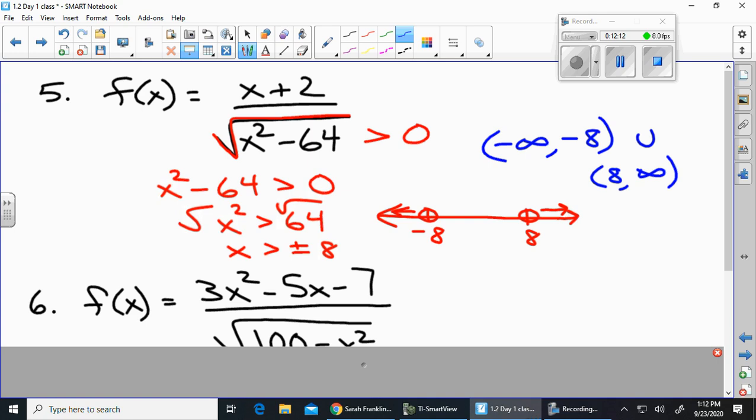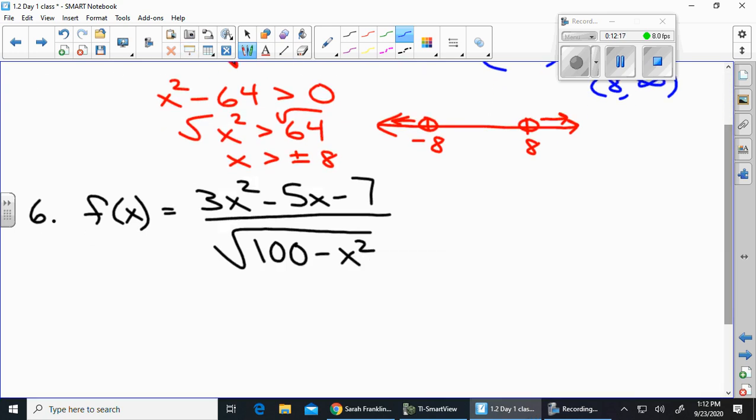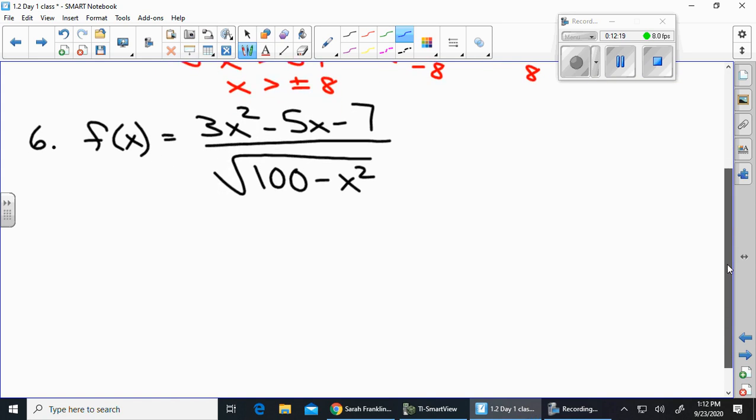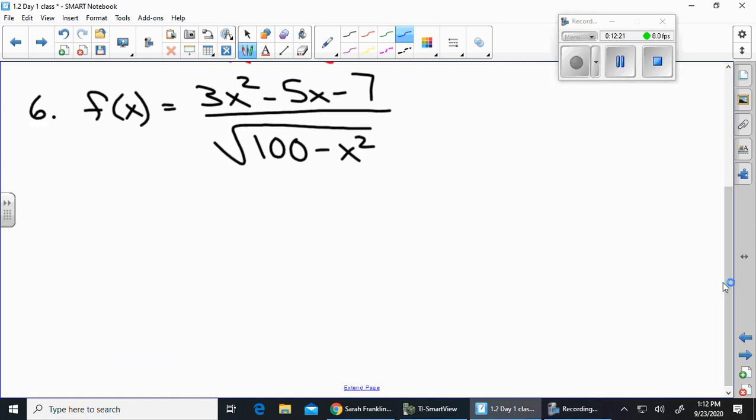Last one. So what I did with the last one is I made it a little bit different. But it's very similar to the one we just did. The fact that the top is 3x squared minus 5x minus 7, who cares? As long as the top doesn't have a radical, you don't touch it. Any x could be put in on the top, but not on the bottom because I have a radical. If I have a radical on the bottom, greater than 0.